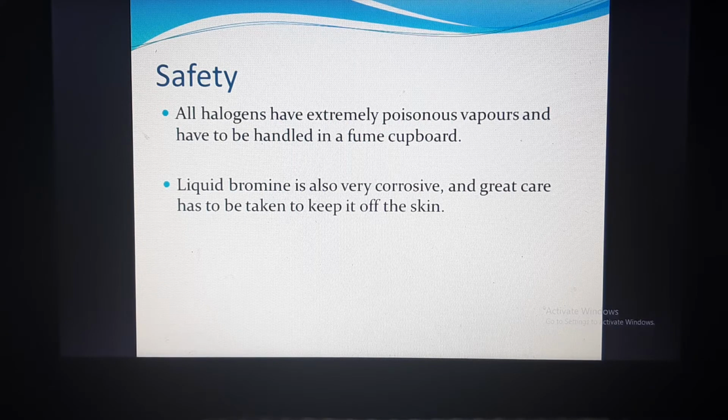Liquid bromine is also very corrosive and great care has to be taken to keep it off the skin. Because we know bromine is in the liquid state, but even though it is a liquid, it is very corrosive. Don't touch it with our hands. So great care has to be taken, and if it comes to our skin, it will be dangerous to our skin. So care must be taken to handle all the halogens.